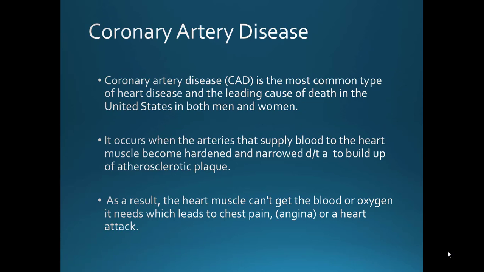CAD is the most common type of heart disease and the leading cause of death in the United States in both men and women. Hardened and narrowed arteries can reduce blood flow, causing ischemic conditions which lead to anginal chest pain. If the ischemia lasts long enough, which is usually greater than 20 minutes, infarction and tissue necrosis can occur. An acute MI occurs when a blood clot suddenly cuts off the heart's blood supply, causing permanent heart damage and possible death.